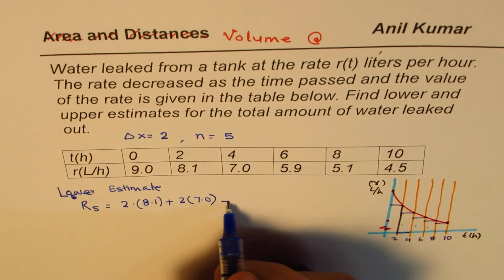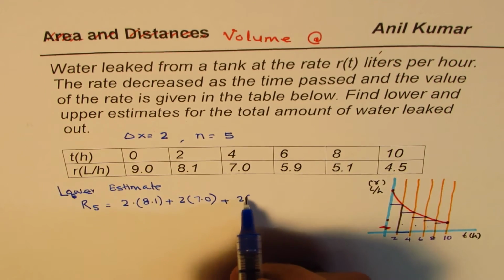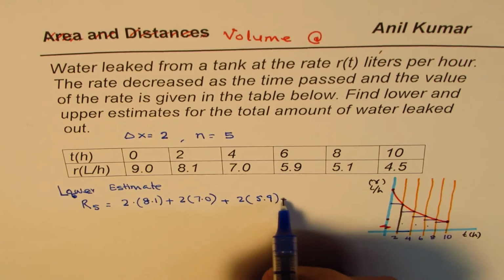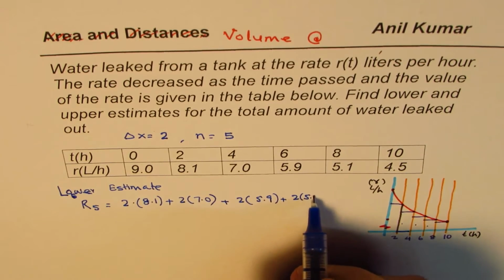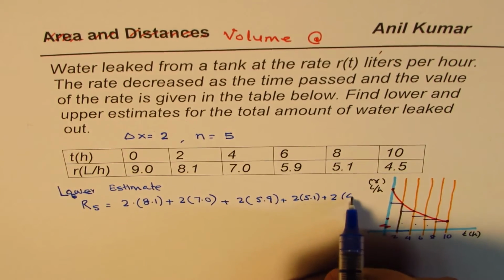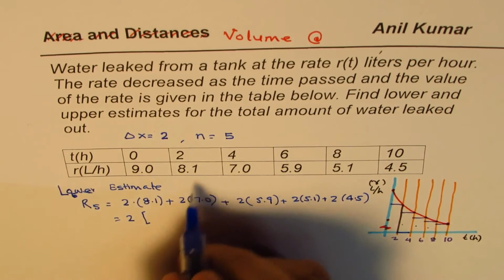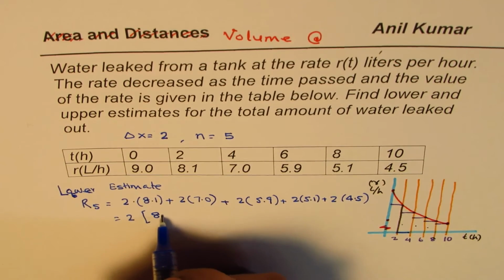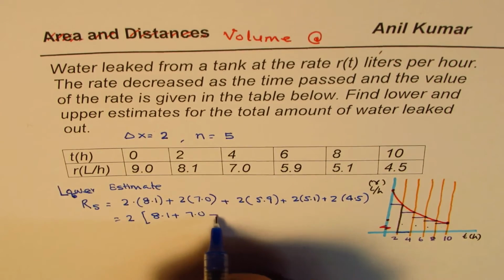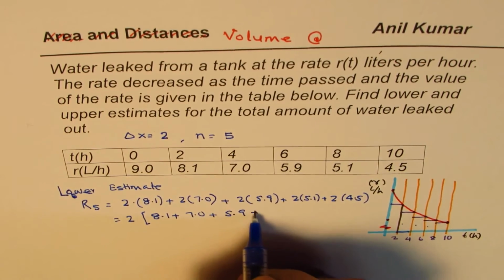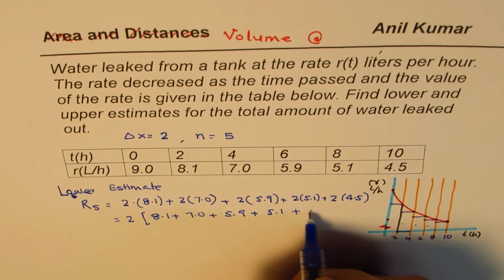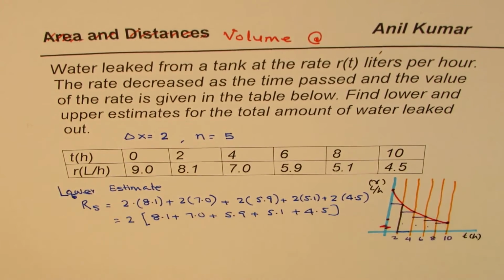So let me just add them up. So we have 2 times 5.9 plus 2 times 5.1 plus 2 times 4.5, correct? Or you could say 2 is common and we can add all these 5. So that's a faster way of doing it, and normally you should do it like that only in your test papers, much faster, and I hope the concept is clear, right?